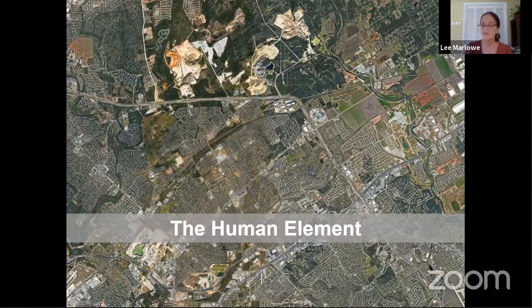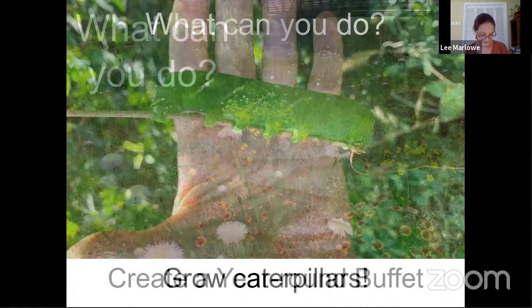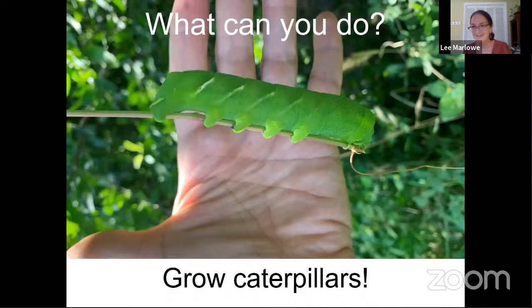So what can you do? Well, you can create a year-round buffet. I'm gonna show you some plants in just a little bit for our area. What else can you do? This is my new favorite thing. I learned it from Doug Tallamy's presentation as part of the festival. If you haven't seen it, it's recorded and you can get it on the festival website.